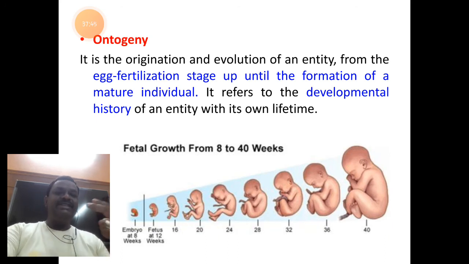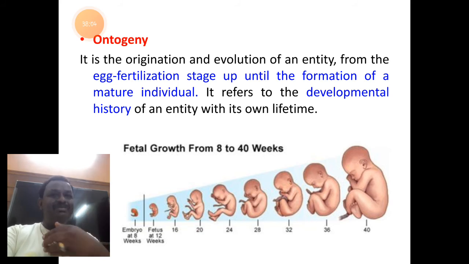We have two words in the concept. Number one, ontogeny. Number two, phylogeny. Ontogeny refers to various developmental stages from the zygote till the formation of a mature individual or an adult. In short, it simply refers to the developmental history. So when we look at the picture here, we find the developmental stages of human beings. Every organism will have its developmental stages, which we call ontogeny.